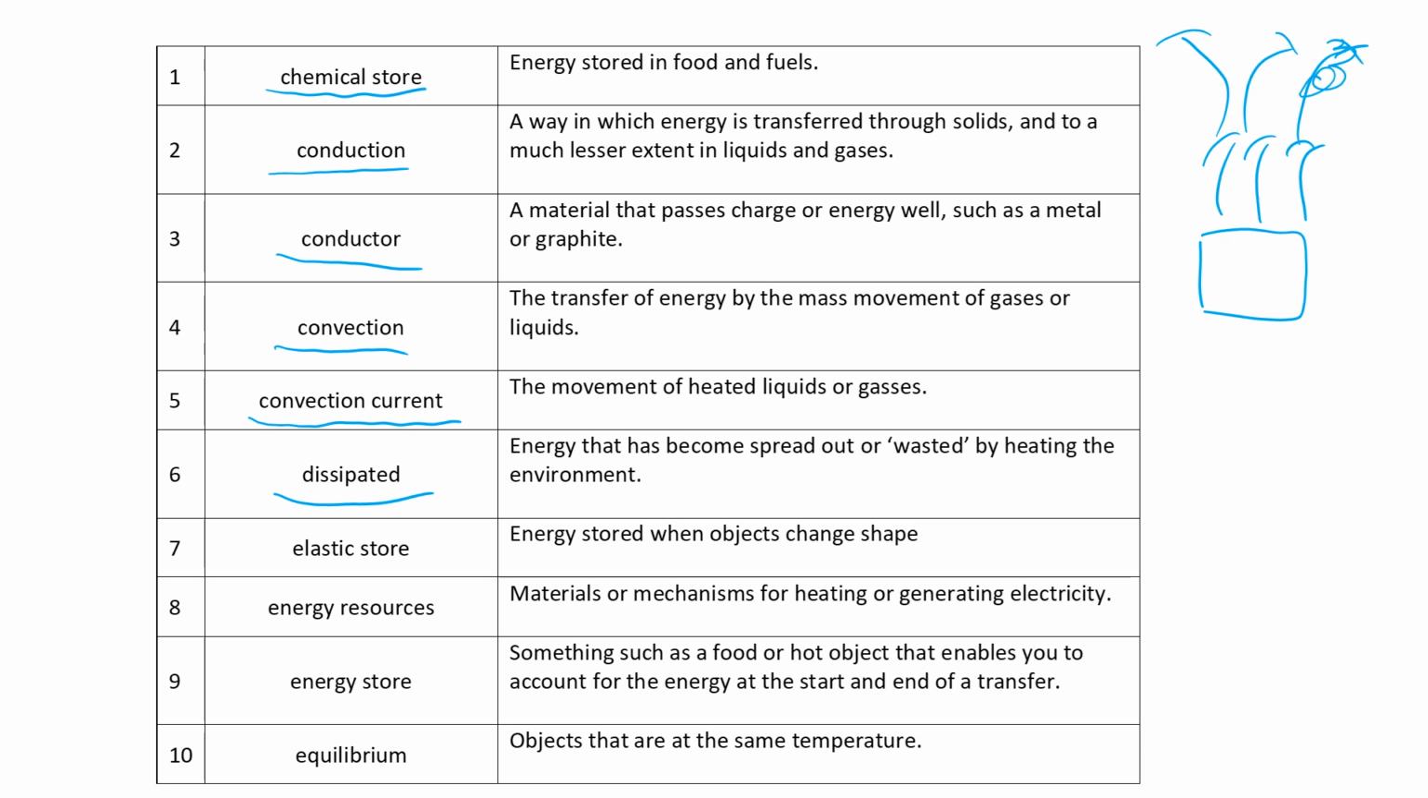Energy stored when objects change shape, so like an elastic band or a spring, is your elastic store. Materials or mechanisms for heating or generating electricity are energy resources: coal, oil, gas, wind, solar, waves, HEP. Something such as a food or hot object that enables you to account for the energy at the start and end of a transfer is the energy store. Objects that are at the same temperature, equilibrium.